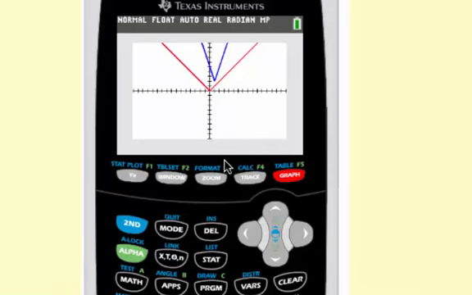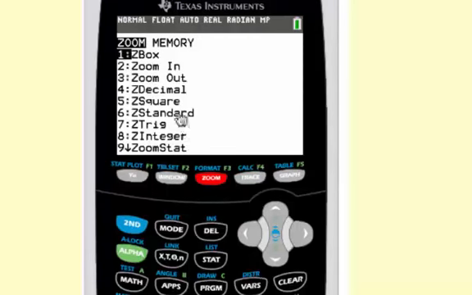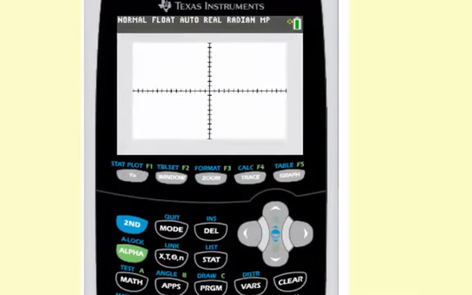Now let's take a look. This is a square window. So that means the proportions shown here should be accurate. If you didn't put it on a square zoom, you might do that by choosing zoom and then ZSquare, which was option 5. And here it's just going to redraw the graph. Okay, so there's that parent function.